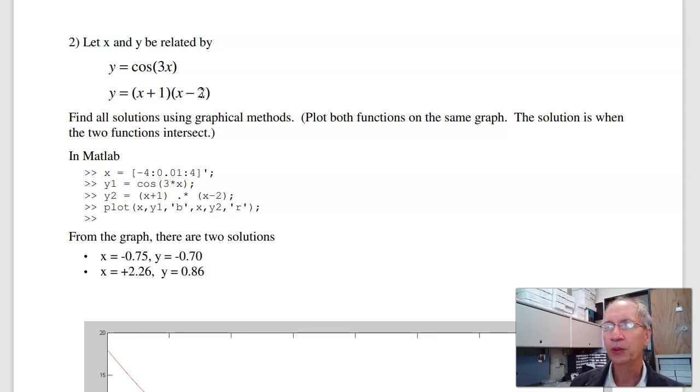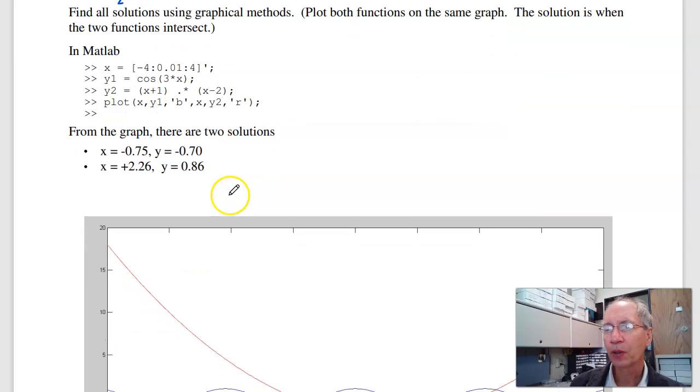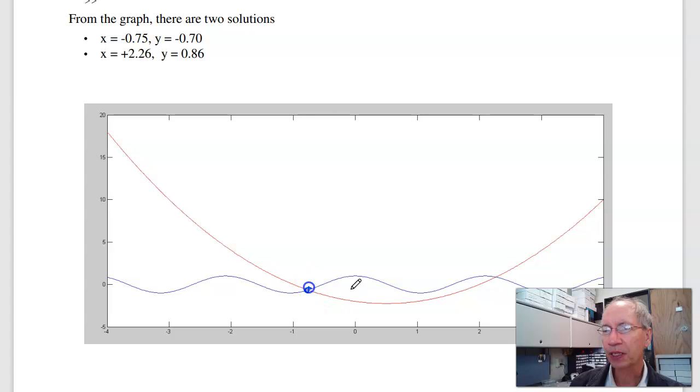Solve using Newton's method. Well, one way to solve is using graphical methods. I'm going to guess x is somewhere between -4 and +4. That's just a guess. Call this one y1, call this one y2, and plot the two on the same graph. Where they intersect, right here and right there, are your solutions. So this is a graphical solution.